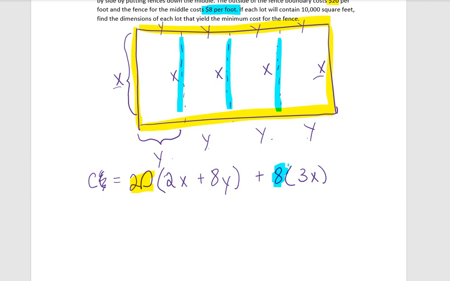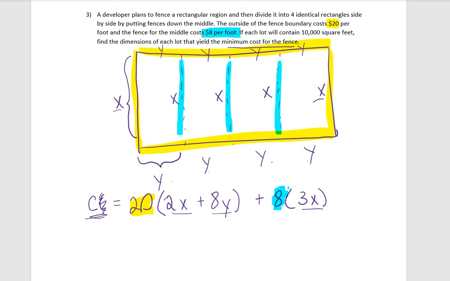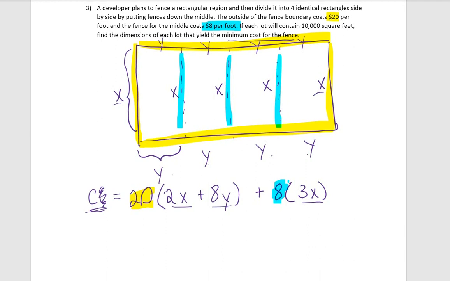Now here's the deal. We want to minimize the cost for the fence, which means we're going to want to take the derivative of this function. The issue is that we have 2 variables. We have x and y. So let's see if there's any more information that can help us out here. Oh, each lot will contain 10,000 square feet.